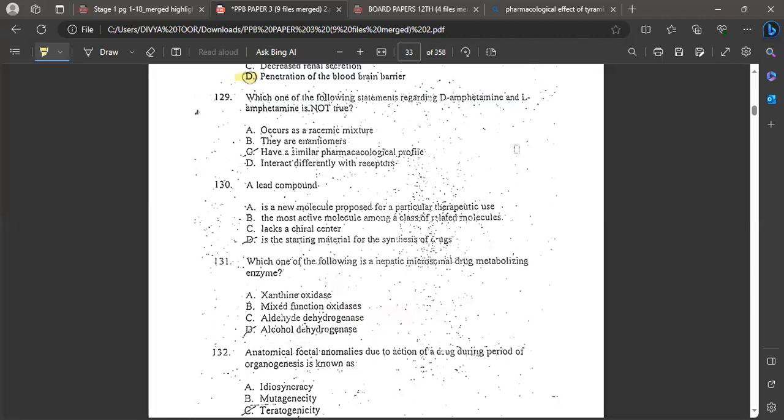So, which of the following statements regarding D-amphetamine and L-amphetamine is not true? It occurs as a racemic mixture. Their enantiomers have similar pharmacological profiles and interact differently with receptors. See? Have similar pharmacological profiles. Racemic mix, okay. Hmm.